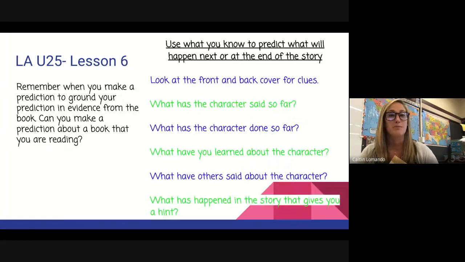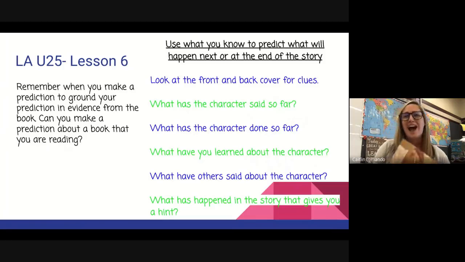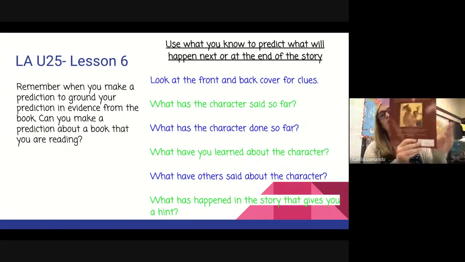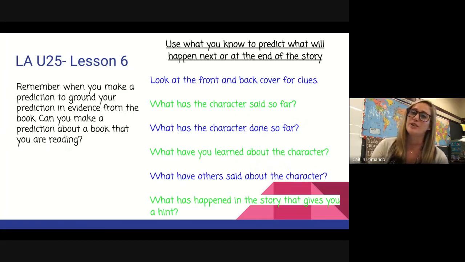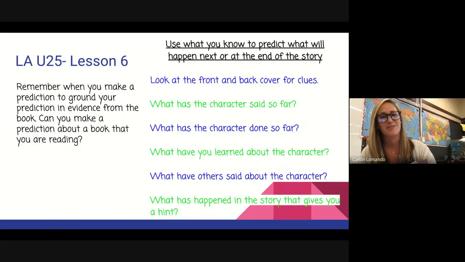Can you make a prediction about a book you are reading? So how do you predict, though? How do you know? There's a couple different ways. You can look at the front or the back cover for clues. You can think about what the character has said so far. You can think about what the character has done so far. You can think about what you've learned about the character or what others have said about the character. And you can think about what has happened in the story that gives you a hint.